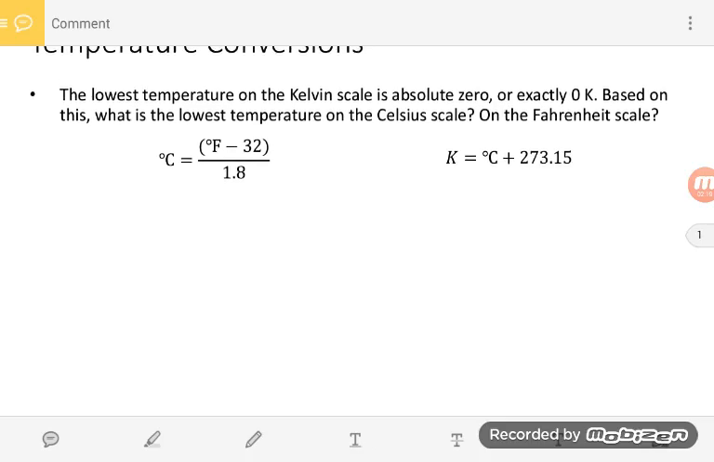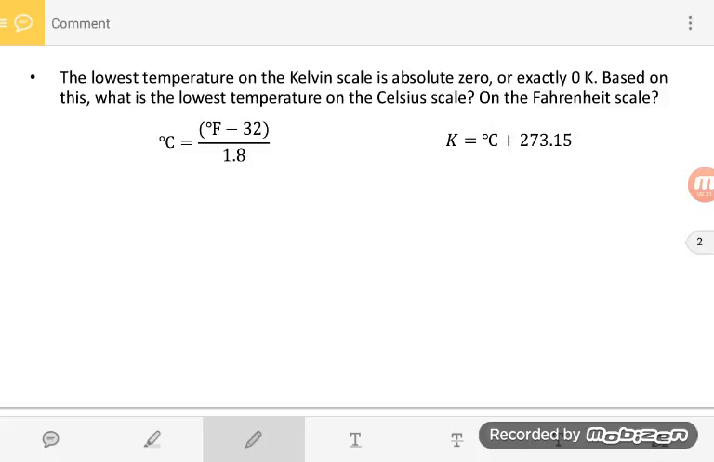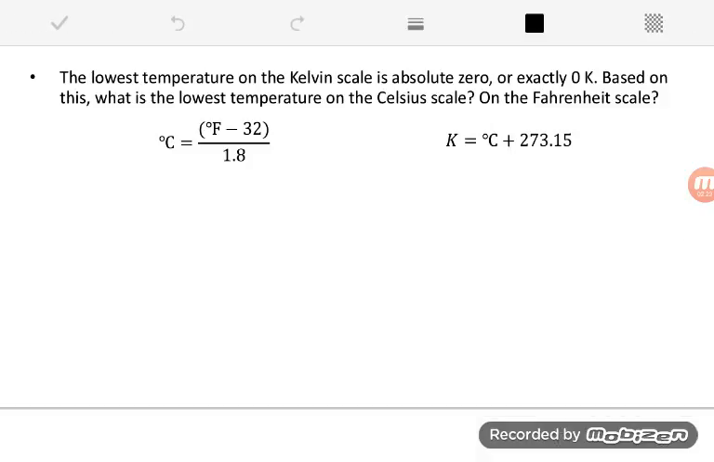The lowest temperature on the Kelvin scale is absolute zero, or exactly 0 K. Based on this, what is the lowest temperature on the Celsius scale? What is the lowest temperature on the Fahrenheit scale?